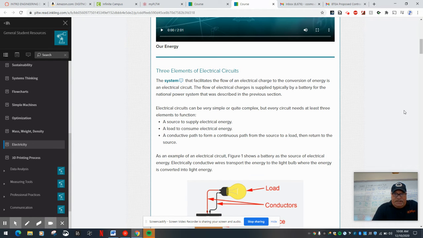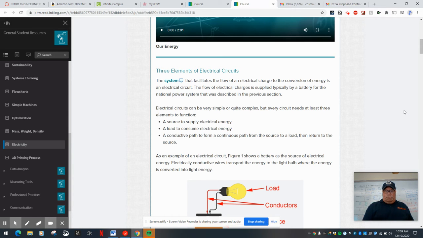So electrical circuits can be very simple or they can be quite complex, but every circuit needs at least three elements to function. And that is a source to supply the electrical energy, a load to consume electrical energy, and a conductive path to form a continuous path from the source to the load, right? So we want to have that source of energy, we need to have a load, and then we need to have the path.